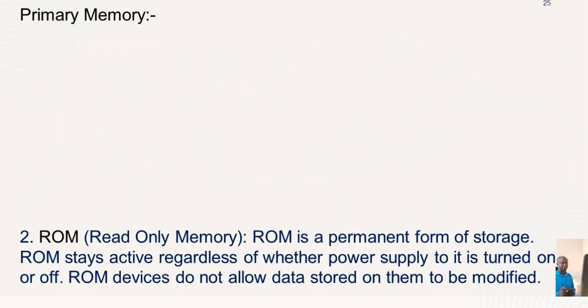Primary memory, ROM, read-only memory. ROM is a permanent form of storage. ROM stays active regardless of whether power supply to it is turned on or off. ROM devices do not allow data stored on them to be modified.